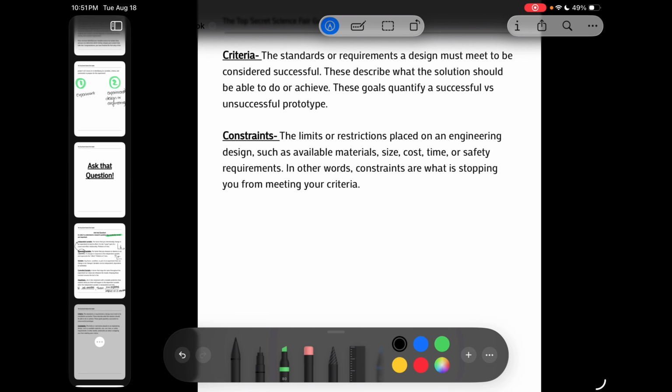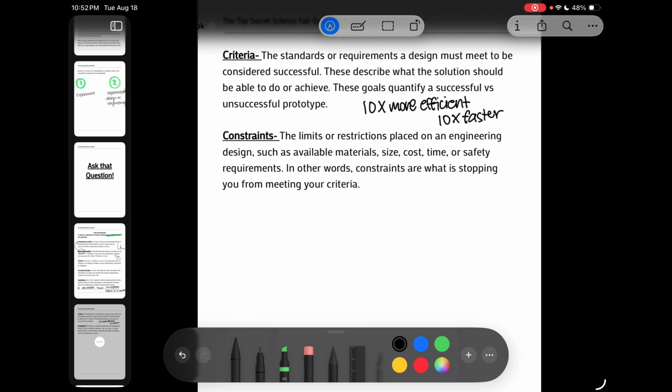These are the limits or restrictions placed on an engineering design, such as available materials, size, cost, time, or safety requirements. In other words, your constraints are what is stopping you from meeting your criteria. So your criteria, previously I used the example of a toaster, and I'll just stick with that. We said our criteria is that we had to be 10 times more efficient. So we had to use 10 times less energy. And then we also had to be 10 times faster.